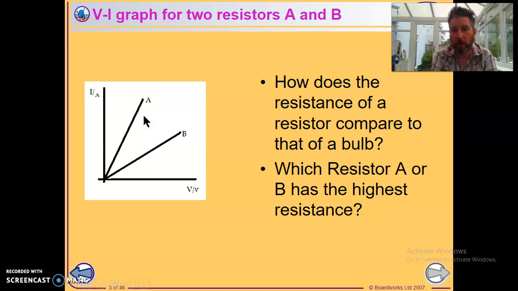And if you think about Ohm's law, the resistance is the voltage divided by the current. So you're dividing a big number by a small number. That's going to give you a bigger number than this one, where you're dividing a small number by a big number. So B is the highest resistance, or A is the lowest resistance.